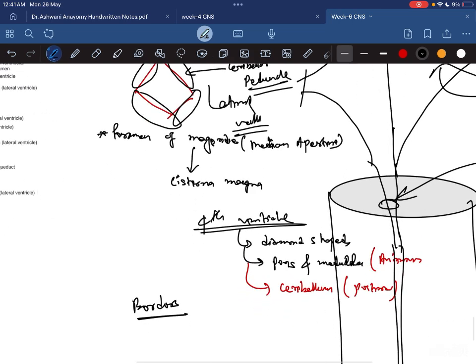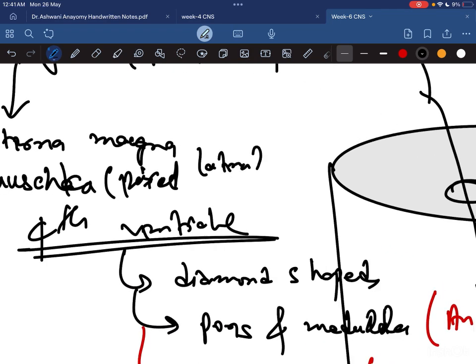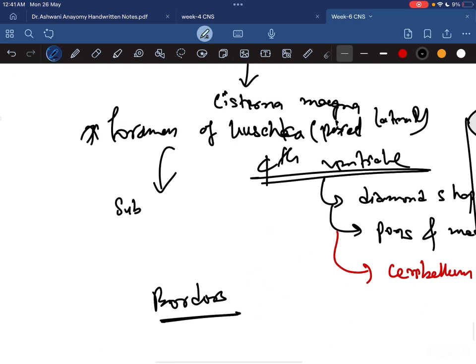And there is another opening. This is the foramen of Luschka. This is a lateral aperture, a paired lateral aperture. So it opens into the subarachnoid space.